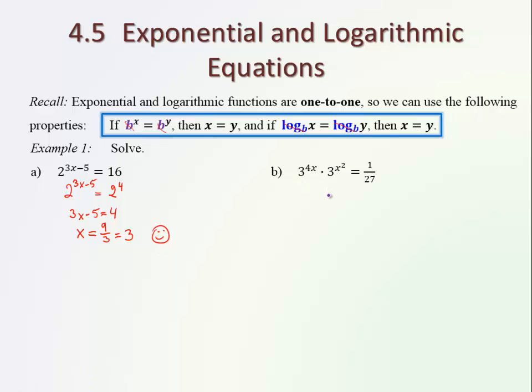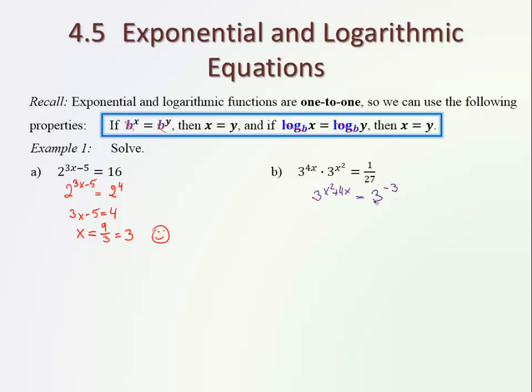Let's try the second example. Again, we're trying to get each side in the form of an exponent of the same base. So on this side, we can combine the two powers because we have the same base 3 by adding the exponents x squared plus 4x. On the other side, we can express 1 over 27 as a power of 3. Since 27 is in the denominator, this power of 3 must be negative. And 3 to the 3 is 27, so that will be 3 to the negative 3.